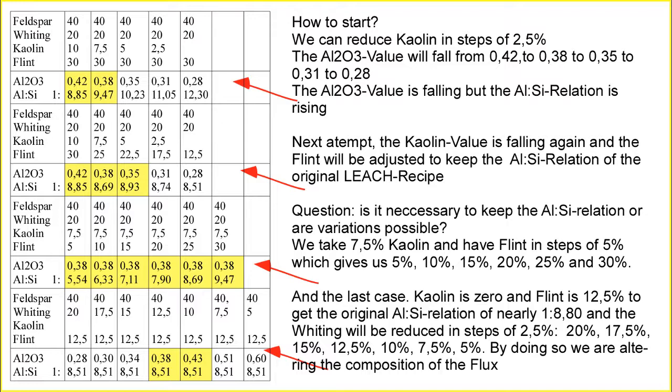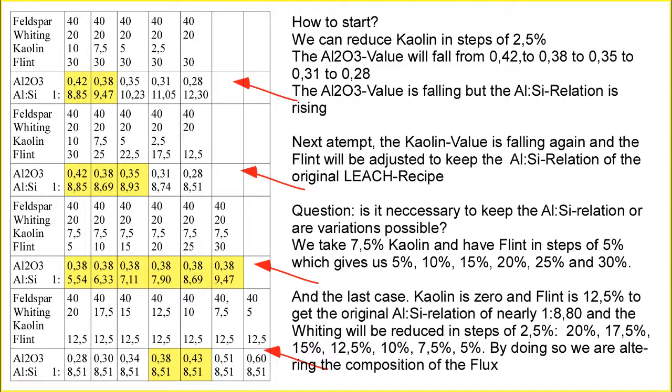And the last case, kaolin is 0 and flint is 7.5% to get the original alumina-silica relation of nearly 1 to 8.8. And whiting will be reduced in steps of 2.5%. That gives us 20%, 17.5%, 15%, 12.5%, 10%, and 7.5%, and at last 5%.